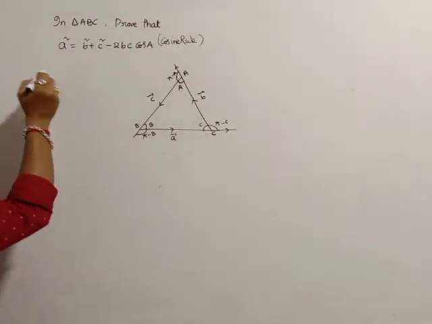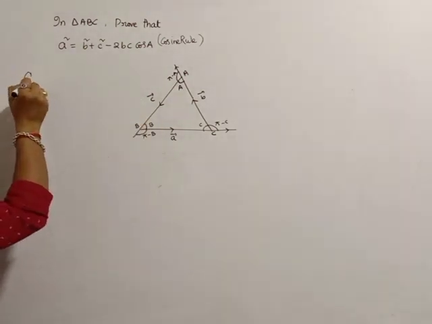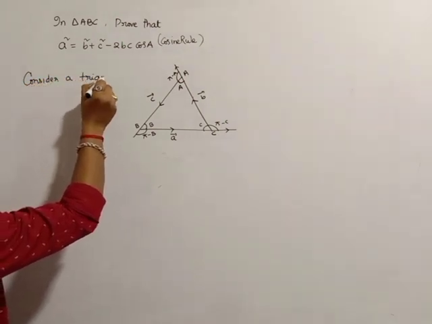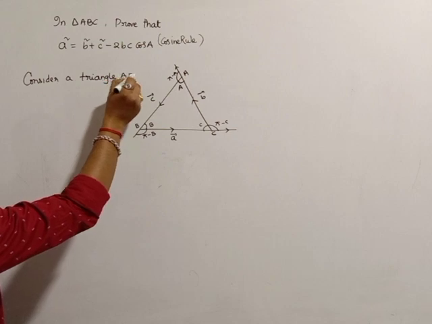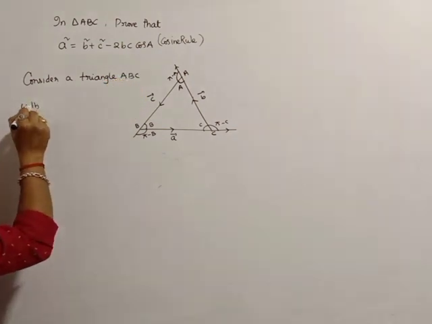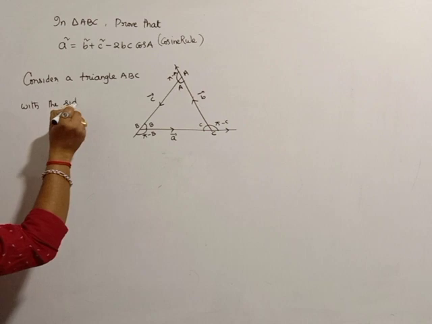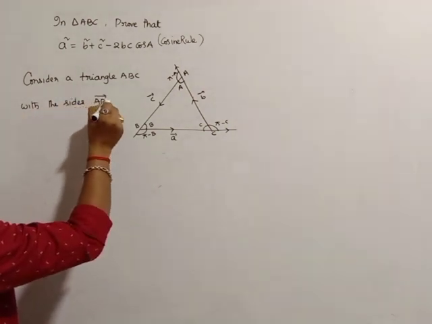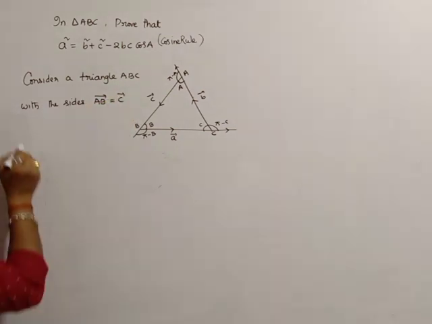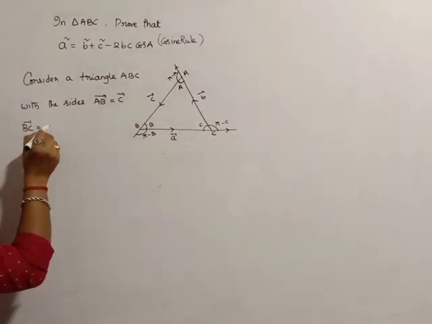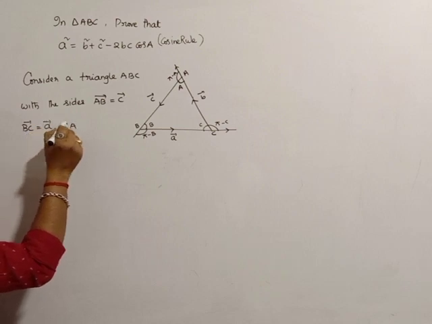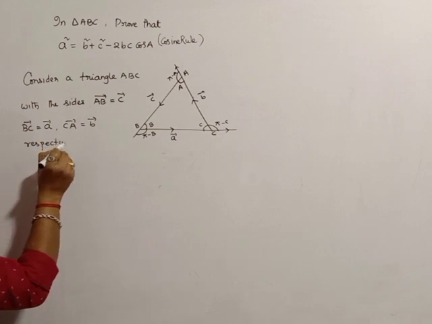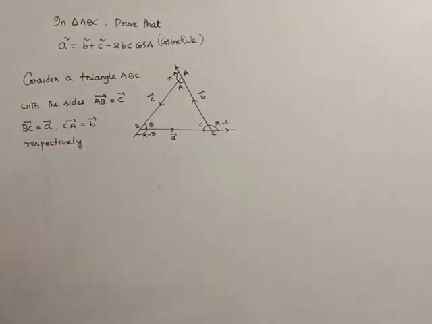What do you write? Consider a triangle ABC with the sides AB bar is equal to C bar, BC bar is equal to A bar and CA bar is equal to B bar respectively. This is common for all the theorems.